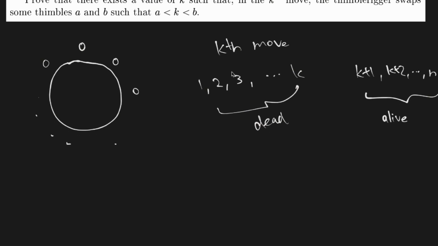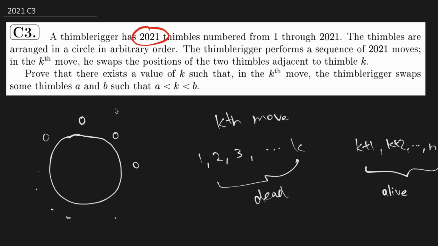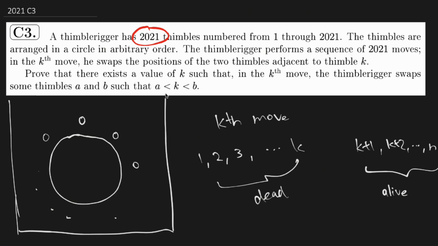So this is during the kth move. And now what we can do is we can kind of scan a map of this configuration. So let me use this drawing right here. We're going to scan a map of this, and we're not going to focus on the specific indices. We're only going to focus on the dead and the alive. So very quickly, the reason we're doing this is that the entire situation is actually very dynamic.